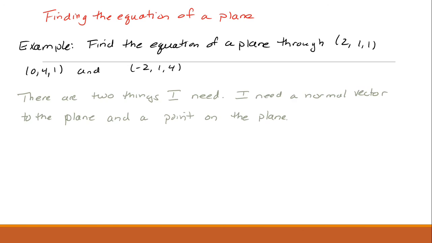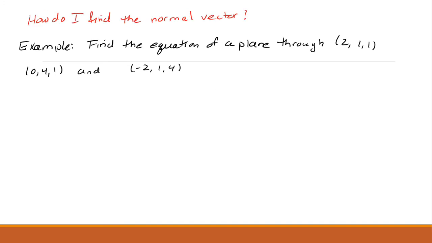The first thing to understand is I need 2 things for the equation of a plane. One is the normal vector to the plane, another is a point on the plane. So I can choose any one of them to be my point on the plane. So I'm just going to choose P0 to be (2, 1, 1). So I did the easy part first. How do I find the normal vector?